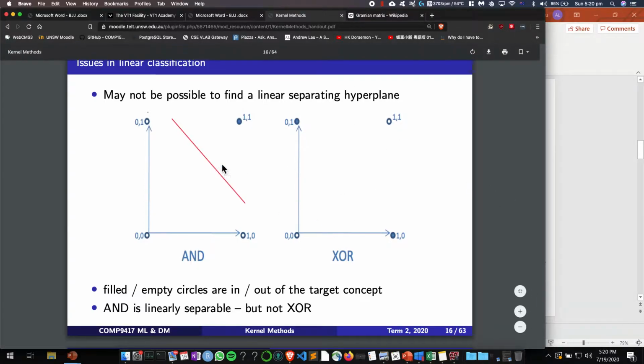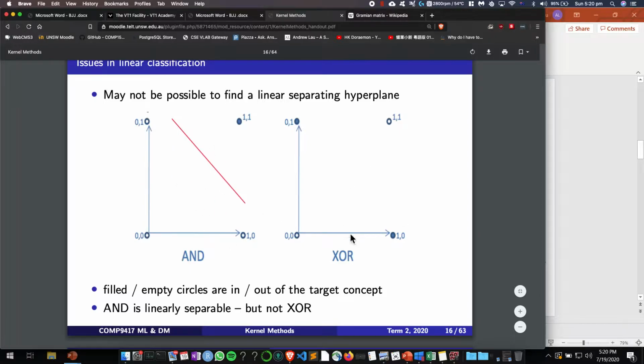Now there is no way to draw a straight line that can separate the positive, which is this point here and this point here, from the negative. In the earlier case, any line that sits above (0, 1) and (1, 0), and below (1, 1), will do.